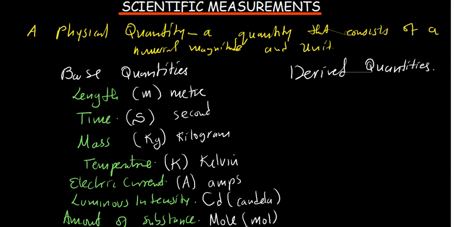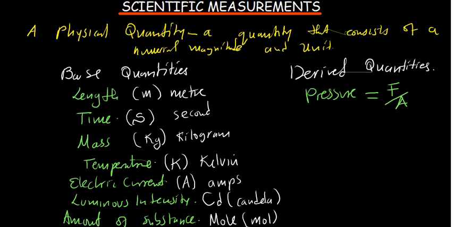You need to know these. So these are what we call base quantities. Now the derived quantities: when you mix base quantities, that is going to give you a derived quantity. For example, pressure. Pressure is a derived quantity. And how do we find pressure? Pressure is given by force over area.